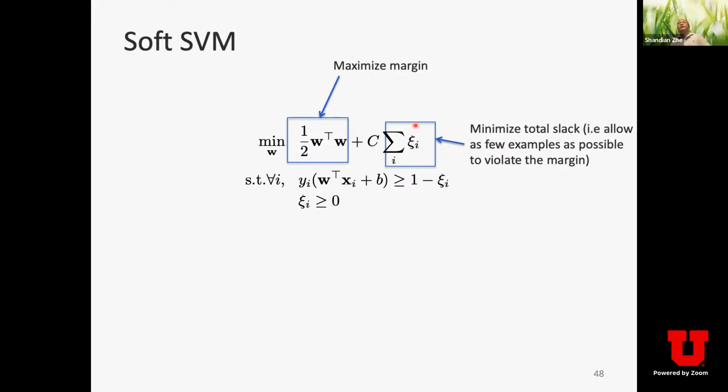Yes, exactly. To see why, let us consider what if we get rid of this term. If we just modify the constraints in this way, that means for every example we have some free non-negative slack variable. You can allow it to break into the margin or not, and we only maximize the margin. What will happen?